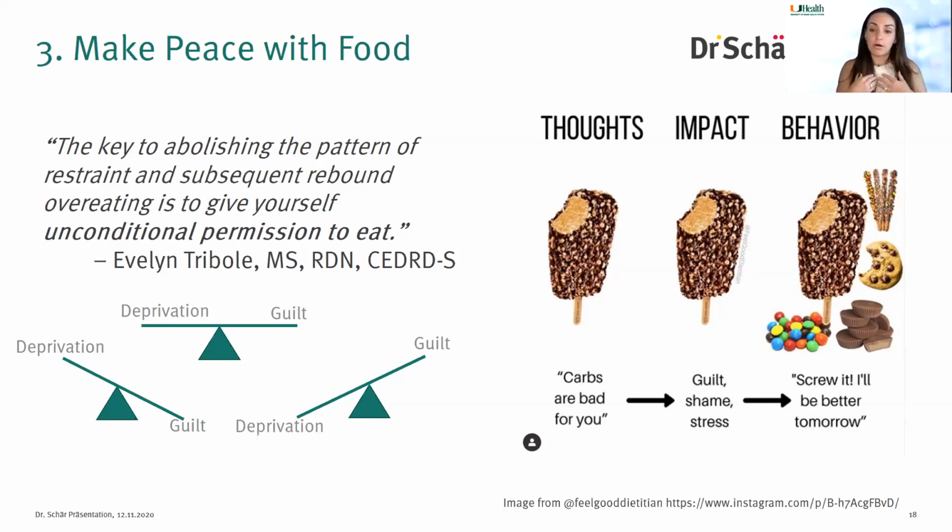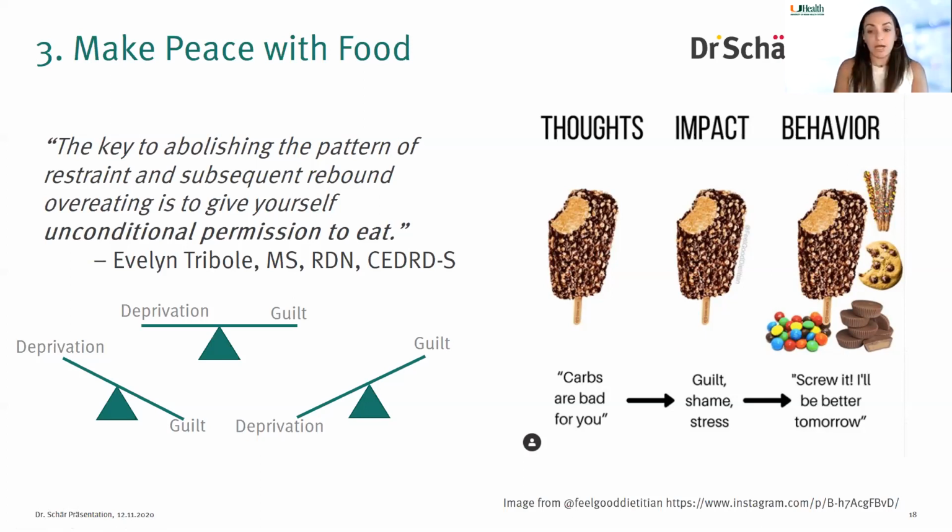Like if we were to go on a traditional type diet, as in this picture on the right, and you're told that carbs are bad for you, maybe you didn't really want those carbs to begin with, but as soon as someone says you can't have carbs because they're bad for you, you start thinking about them. So then you eventually eat that carb or that ice cream cone, and then you have guilt, shame, and stress. And then you essentially rebound and say, screw it, I'll eat whatever I want today and I'll be better tomorrow. This is a term called rebound eating.